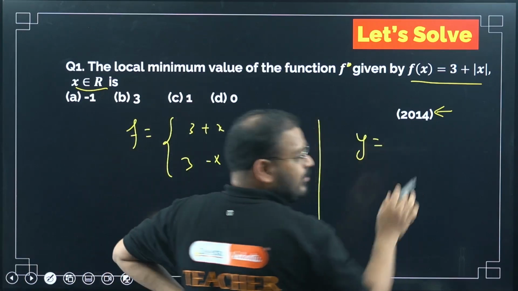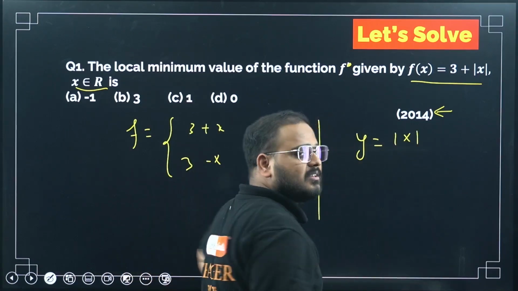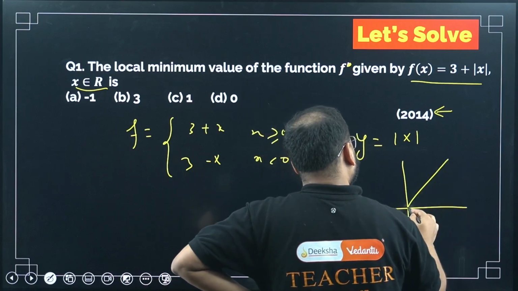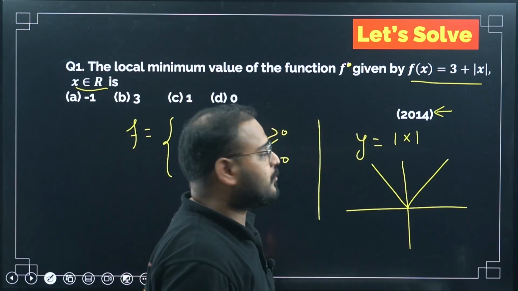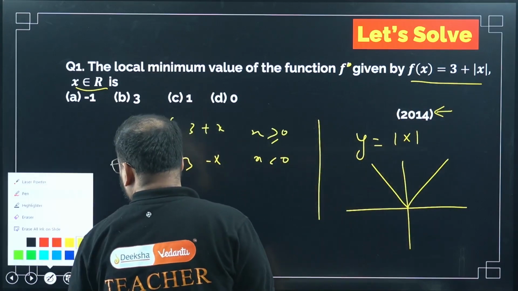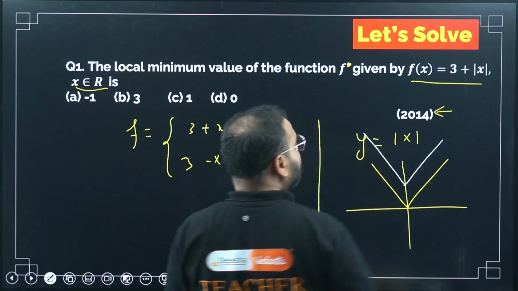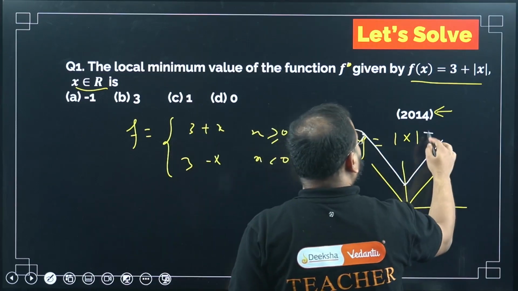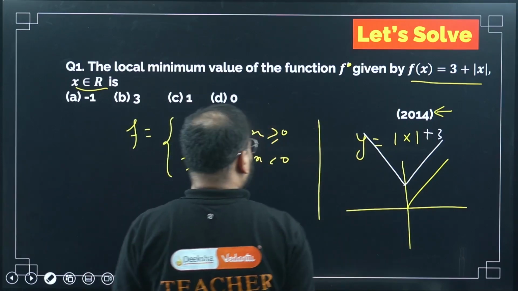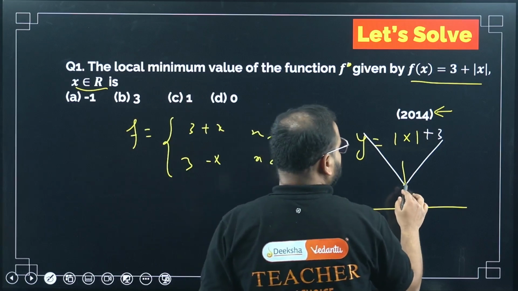Whenever you see mod, know the graph. y = |x| is a function. How will you draw the graph for this? This is my graph. Now, the transformation: plus 3 means the graph is moving up by 3. So I will redraw this graph from here, because it has moved up by a value of 3. If I erase the original graph, what I'm getting now is the current graph. This is how the graph looks right now.